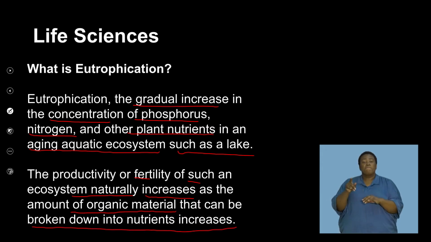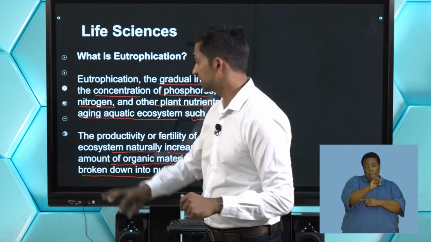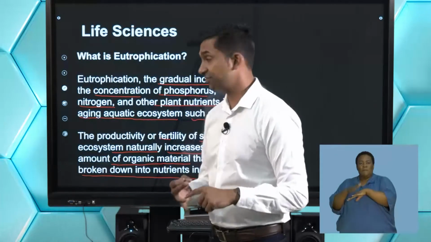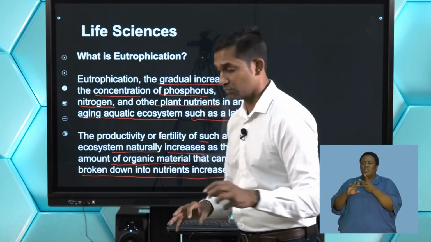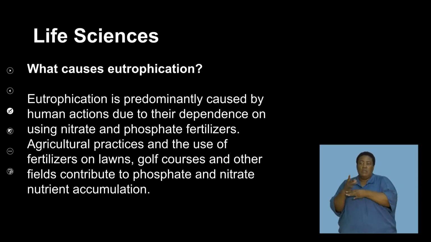So again, very similar to algal blooms, but now we're seeing that there is again an increase in the amount of nutrients, nitrogen, as well as phosphorus, into these water bodies that starts to increase the growth of aquatic plants, and this will have an impact now on other living organisms that live in that.